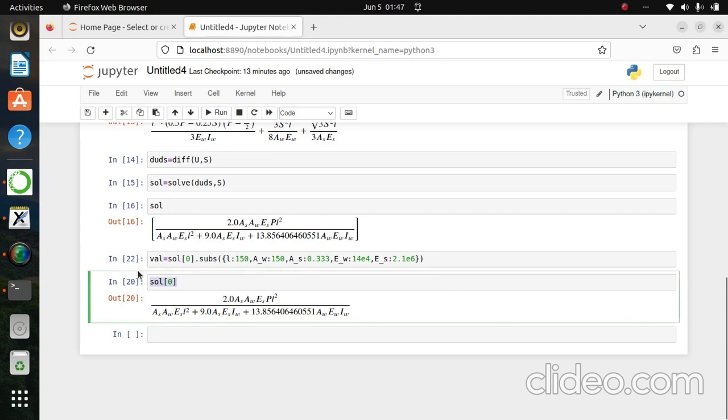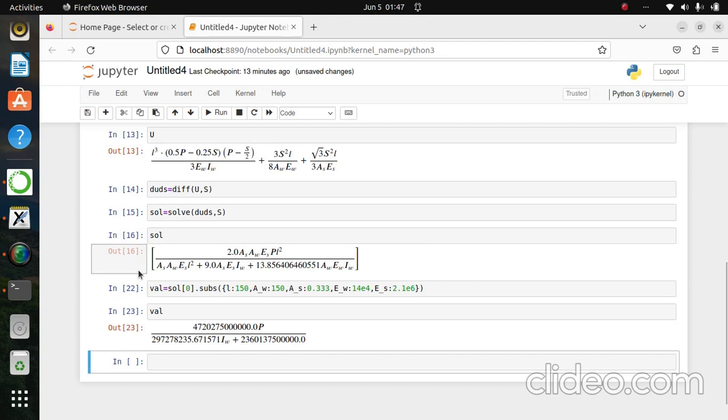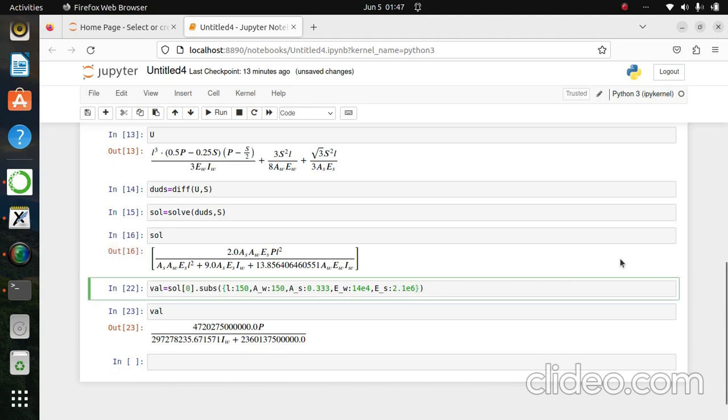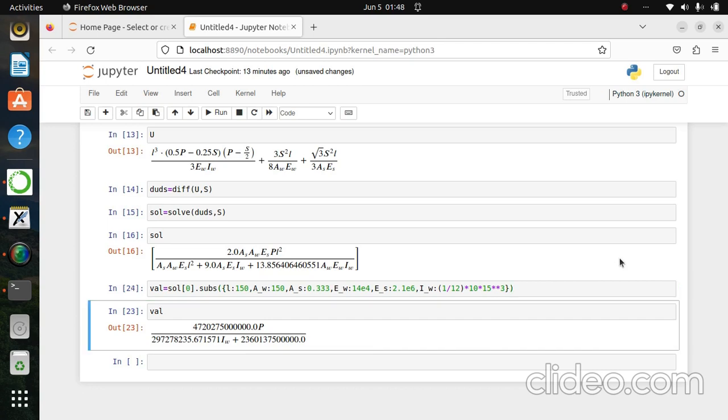Now we print value. Yes, so I_W is not given. I_W would be 1/12 into 10 into 15 cube. I_W is 1 divided by 12 into 10 into 15 cube, I suppose. Yes, I think now it's okay.